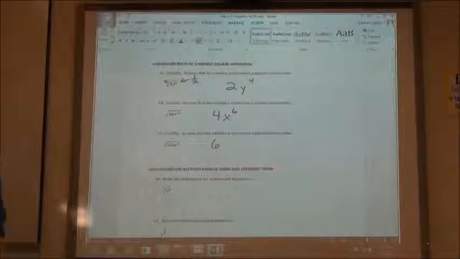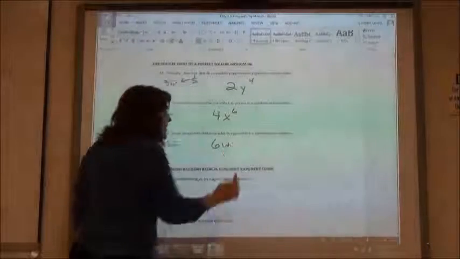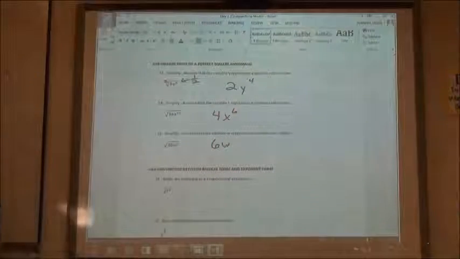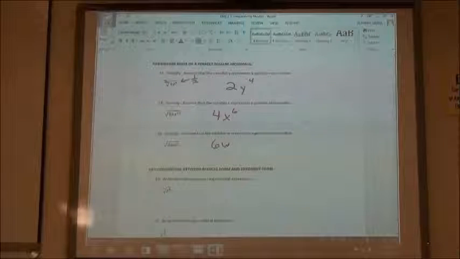What's the square root of w squared? W to the first, which is just w, right? So if you took a 6w times a second 6w, you get 36w squared.